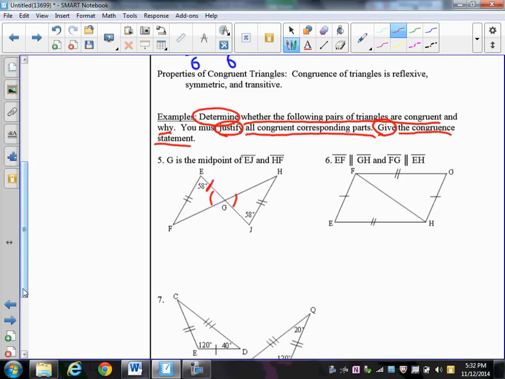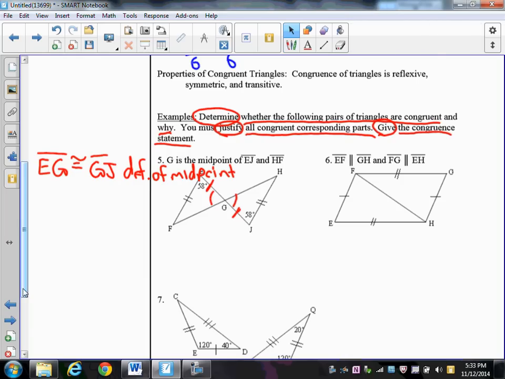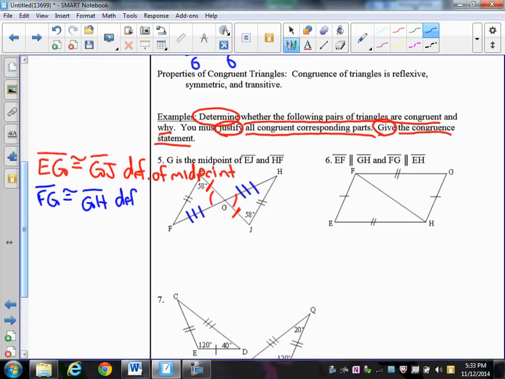So if it's the midpoint, that means that EG is congruent to GJ by definition of midpoint. And we also know segment FG is congruent to segment GH by definition of, I'm going to abbreviate it, MP midpoint. So I have all three sides are congruent.